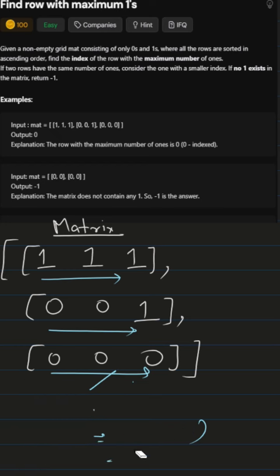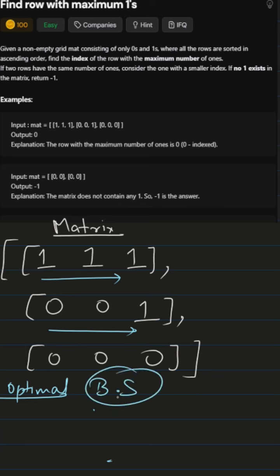So now we'll take it to the optimal solution for this question. So whenever you hear that the rows are sorted, I think the first thing that comes to mind is binary search. So yes, that will be the optimal solution for this question. How that will work is simply we'll take a single row and then we'll do a binary search on that row to find the first occurrence of the number 1.